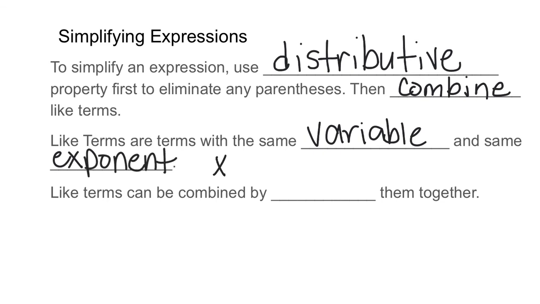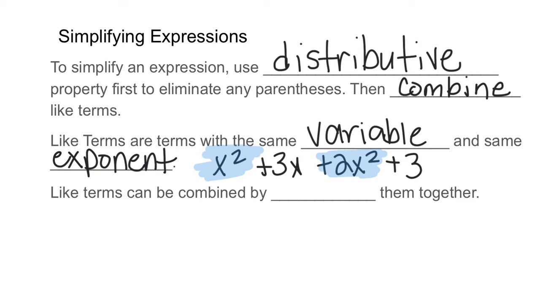So that's stuff like x squared plus 3x plus 2x squared plus 3. Out of this list, the only ones that would be considered like terms would be the x squared and the 2x squared, because they have the same variable with the same exponent. You combine like terms by adding them together.